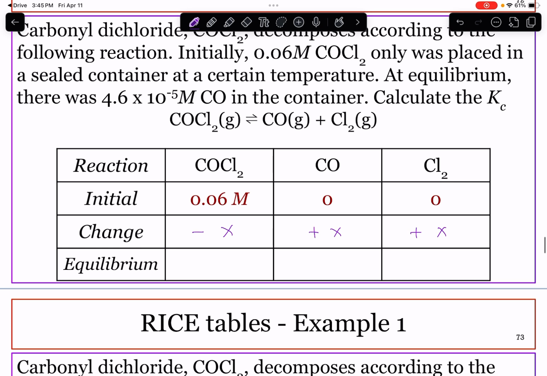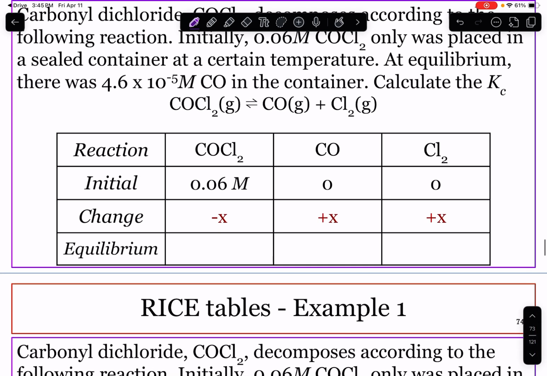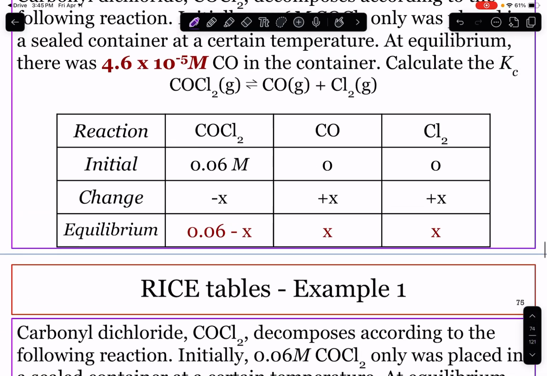Each of the coefficients are 1s, so we don't use coefficients here. The reactants on the left side of the arrow are always negative or subtracting because they're being used up, and then the products are always positive or adding. Then we take initial and add it to the change, so 0.06 minus x, and 0 plus x is x, 0 plus x is x.